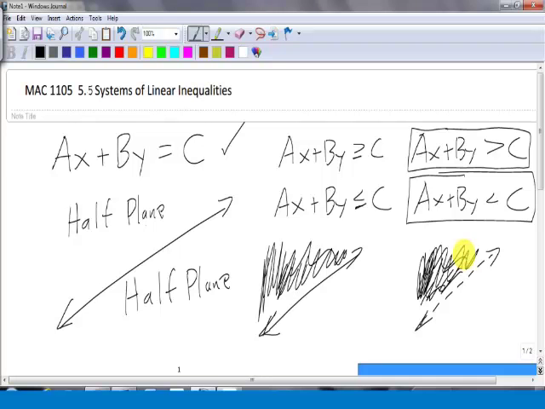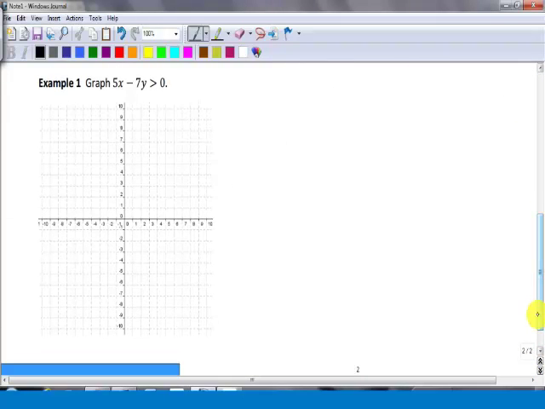So we'll begin these examples by drawing either a broken line or a solid line. In this case, because it is a strict inequality, would it be a broken line or a solid line? Broken line. 5x minus 7y equals 0. It's not greater than 0. So in this case, got to be a broken line.